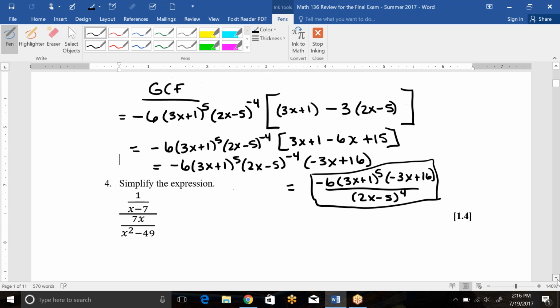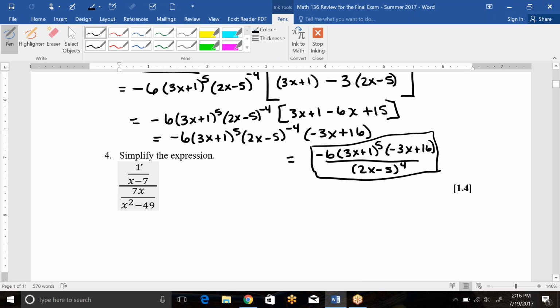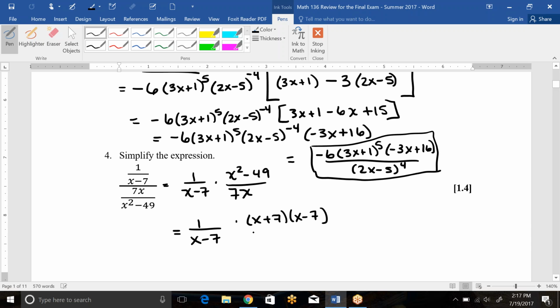Okay, let's look at number 4. We're simplifying the expression again. So we've got a fraction over a fraction. We want to turn that into multiplying by the reciprocal. So flip the second fraction upside down. Okay, we can factor the top. So that would be, of the right one, x plus 7 and x minus 7 over 7x. Since this is multiplication right here, the x minus 7s can cancel. This is just times 1, so this will be x plus 7 over 7x.